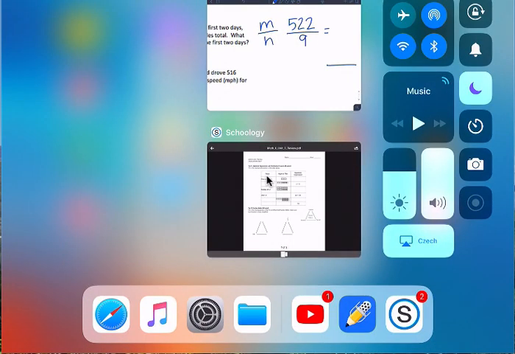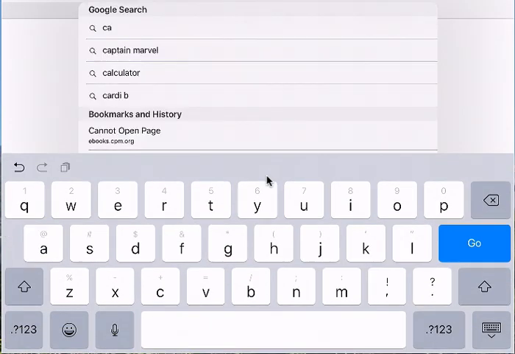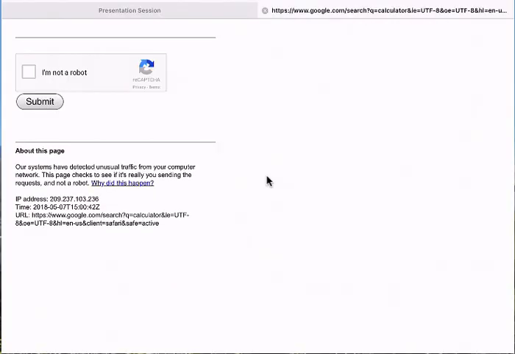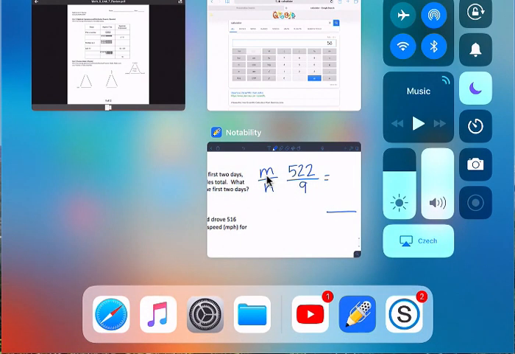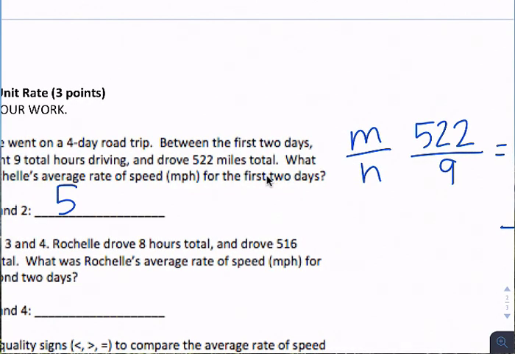Let's get our calculator out here. Okay, so we have 522, and we're going to divide by 9. We get 58, and that's a whole number, 58. So this is 58 miles per hour. That's going to go here.